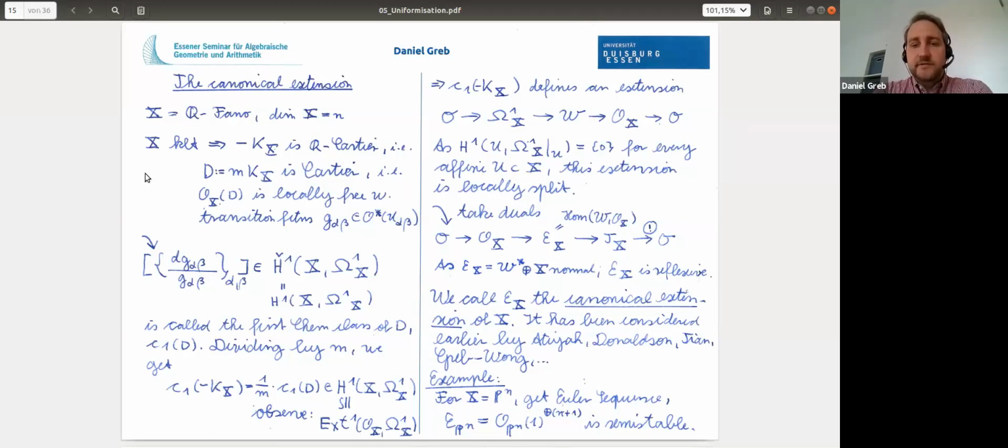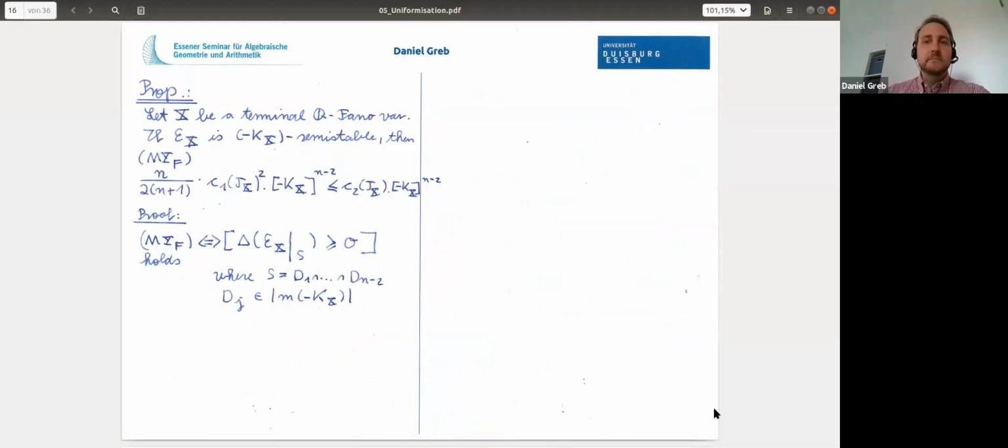For example, if you do it for P^n, you get the Euler sequence. So this canonical extension sequence is the Euler sequence. So E of P^n is nothing but a direct sum of O(1)'s, namely n plus 1 copies of O(1). And I point out that that's semi-stable but not stable. Okay, so that is the main player in my game.